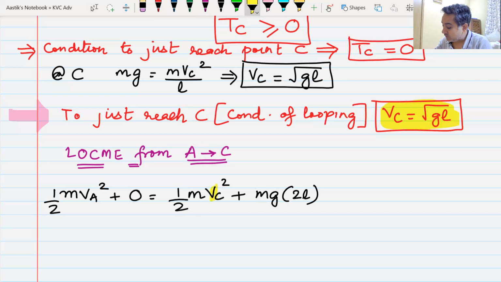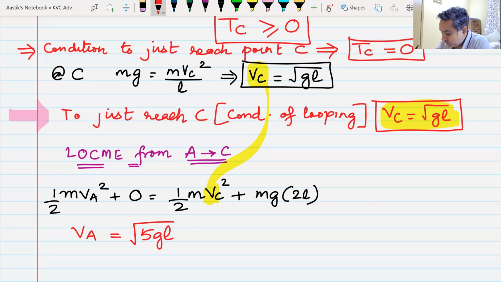Now I already know the value of this Vc. The value of this Vc is this. I can put these values here and I can get the value of velocity at point A. What is the velocity at point A? Velocity at point A will be coming as root over 5GL. That is the answer that I was expecting.